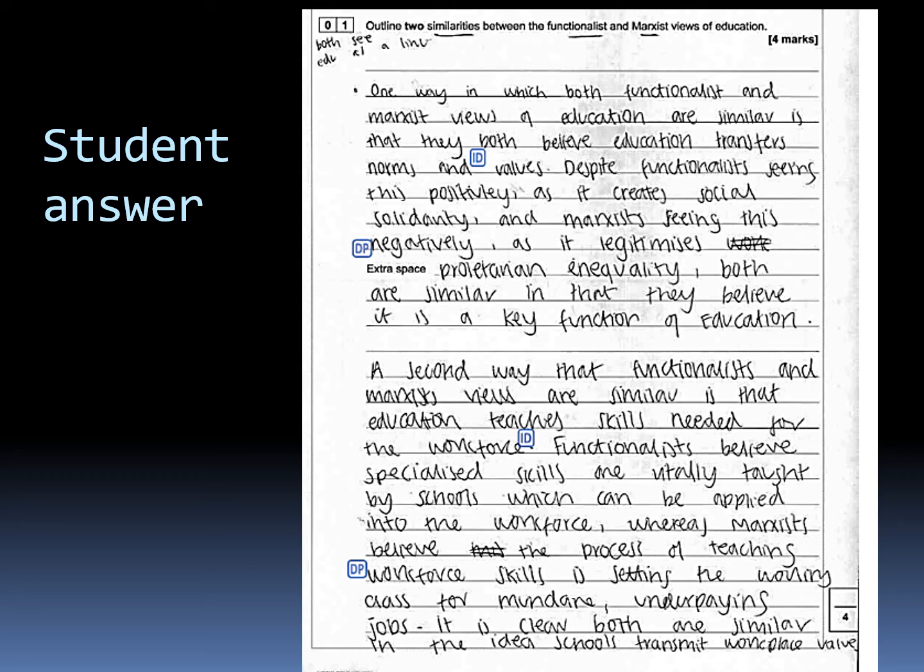As you can see with my student answer here, they identified 2 similarities, firstly implying that the agent of socialisation saying both transfer norms and values in paragraph 1 and workforce in paragraph 2. And in both of these paragraphs they explain how, using examples from both the functionalist and Marxist perspective, to reinforce what that similarity is. And as a result, this student got 4 out of 4.